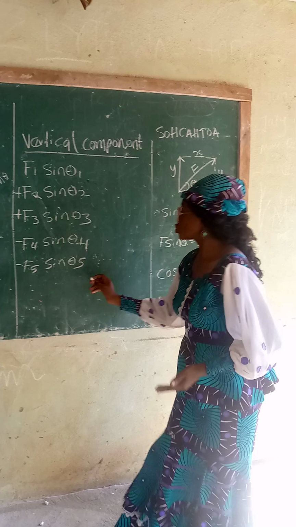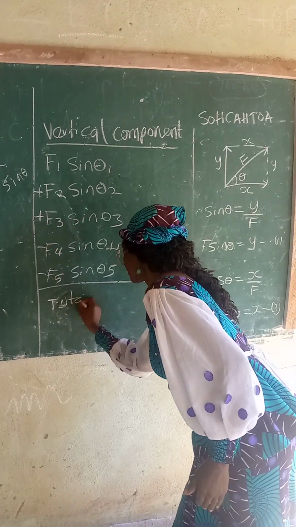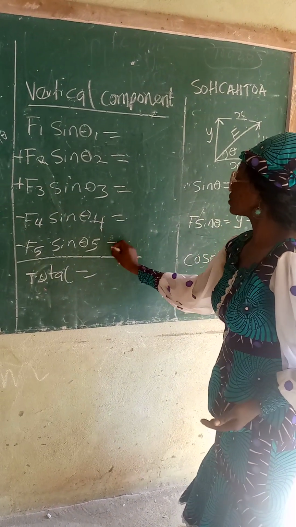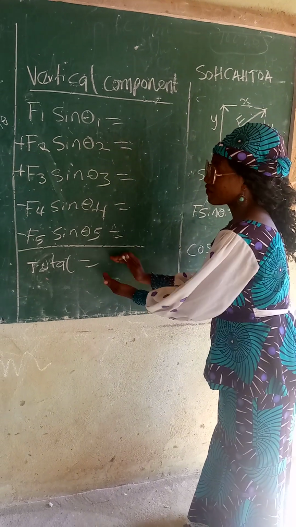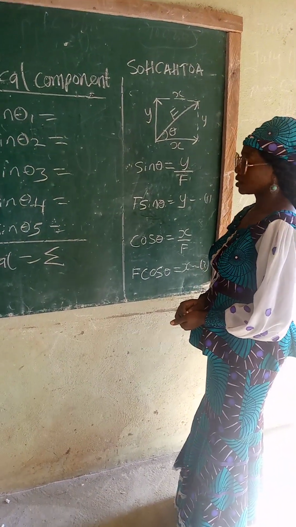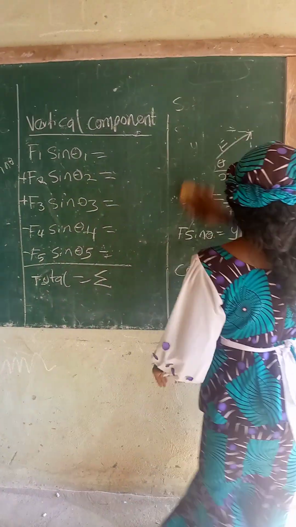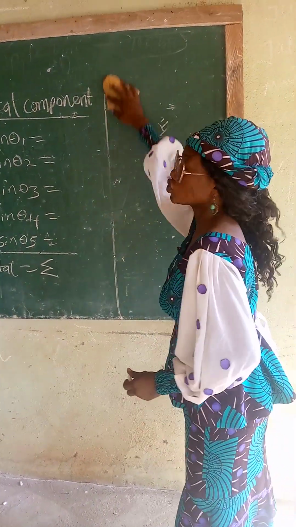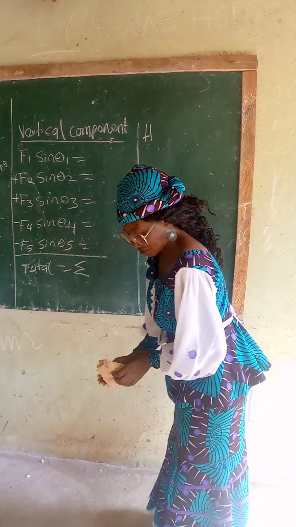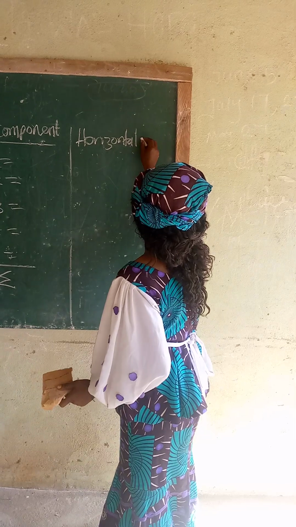Are you following? Now the summation of all these: whatever you get here, here, here and here, you add them, you sum them, and that is your vertical component. After you are done with the vertical component, you also resolve into horizontal components.